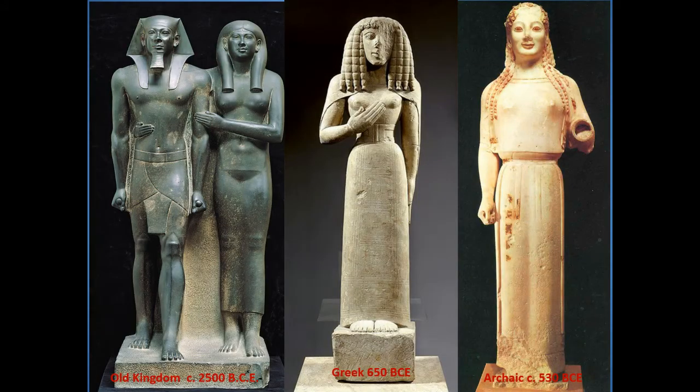And we'll get to some of these other questions later. So here we have some really interesting things. This is obviously Menkaure and his wife Khamerernebty from ancient Egypt, 2500 BCE. Here we have a work of art from Greece from around 650 BCE. You see some similarities, but you also see a lot of differences.